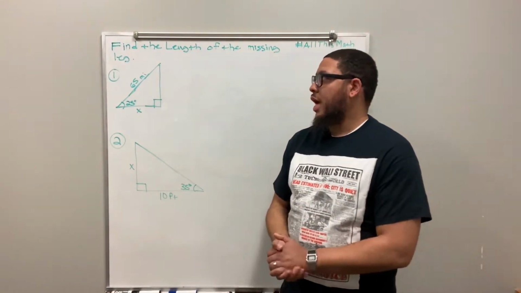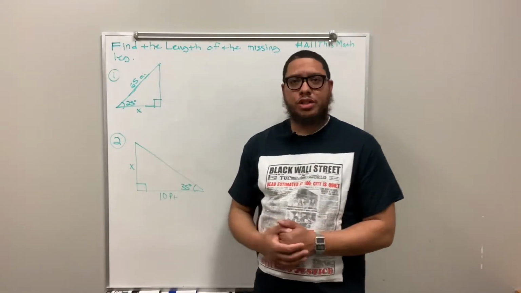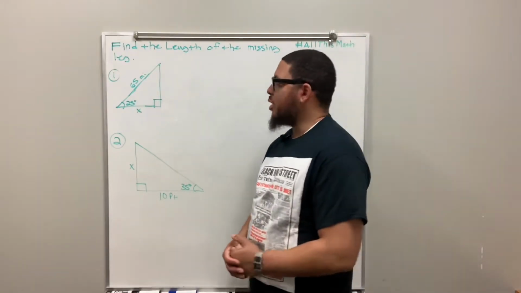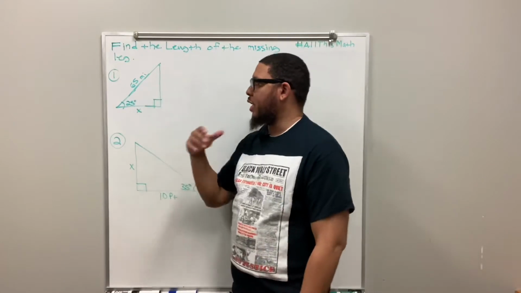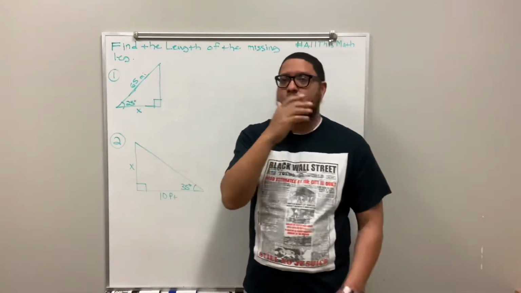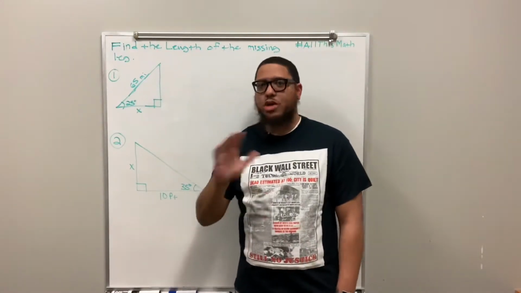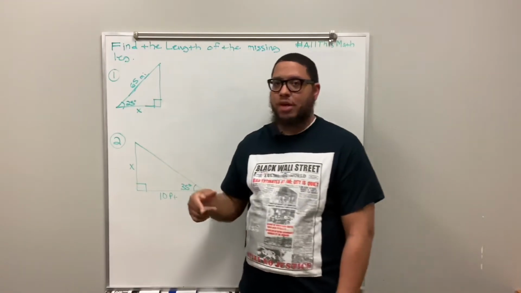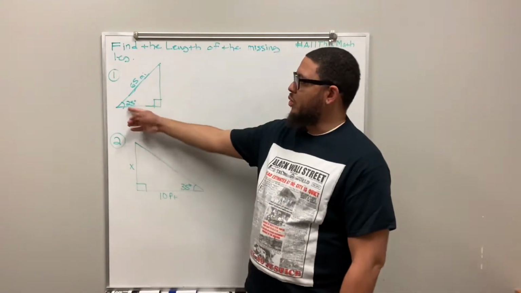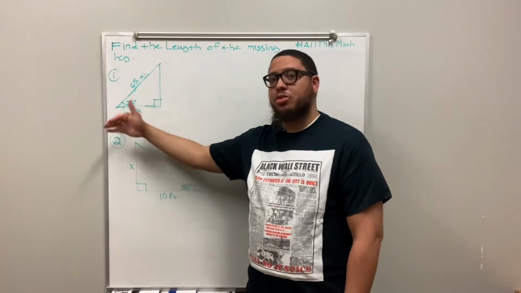So how do we use these trig ratios? First thing you want to do is look inside the triangle. You look for an angle, right? But you don't want to use the 90-degree angle. You want to use one of the other two angles. Now, we know that this angle is 25 degrees because it's labeled that way.